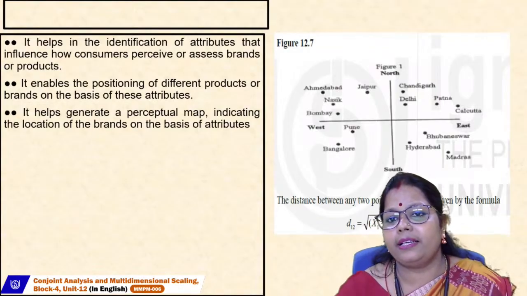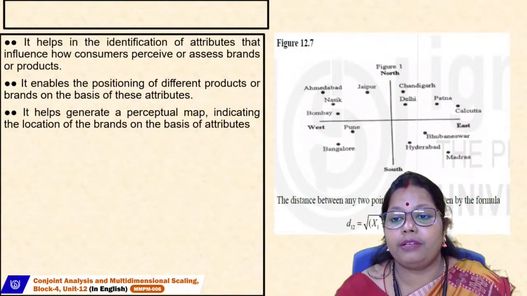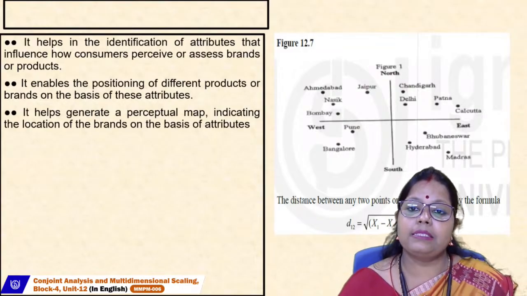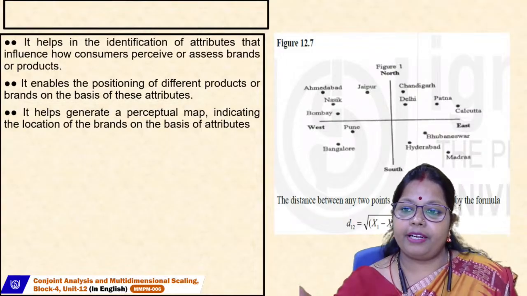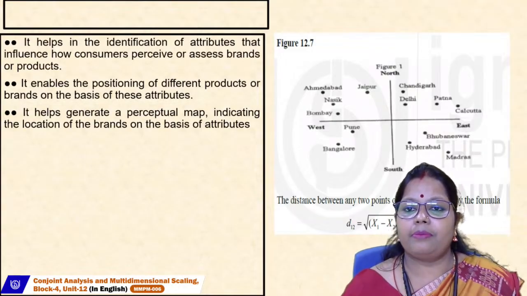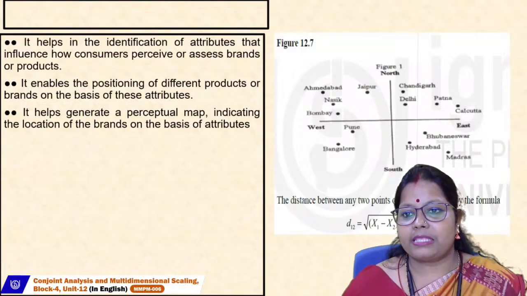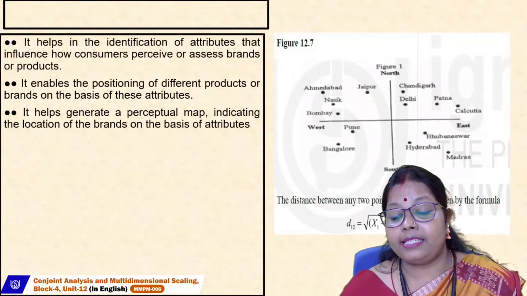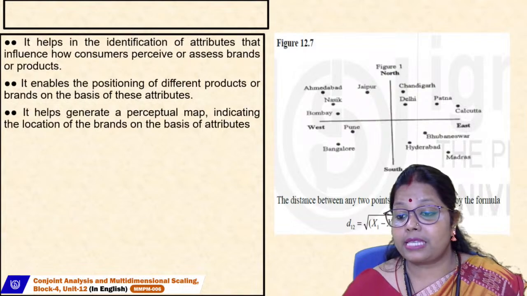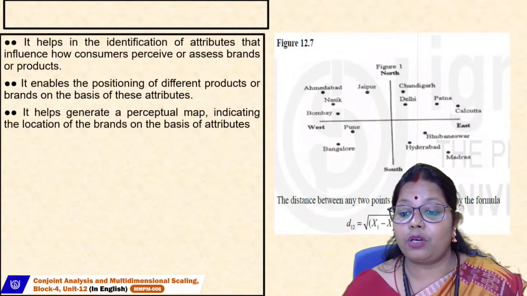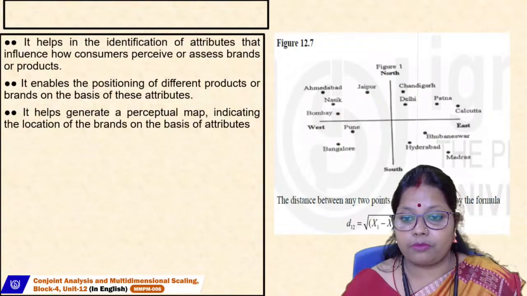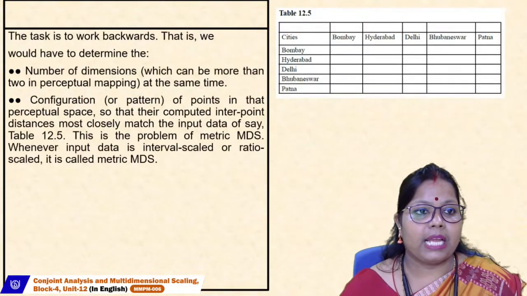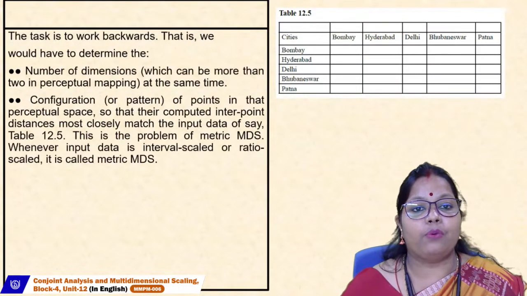attributes. We can see here we have categorized four different parts region-wise: north, south, east and west, and different locations have been assigned here. It is called the spatial map, and the distance between those two points in the map is given by the formula d12 = square root of ((x1 - x2)^2 + (y1 - y2)^2). And the task is to work backwards.